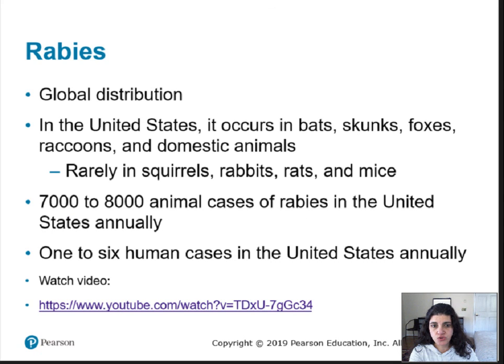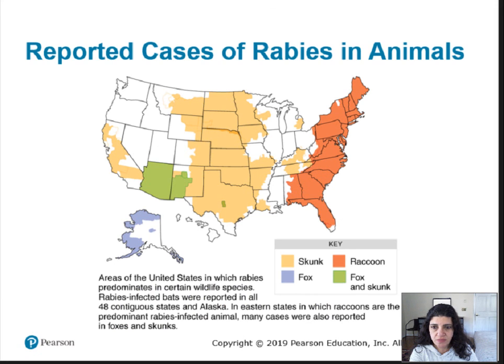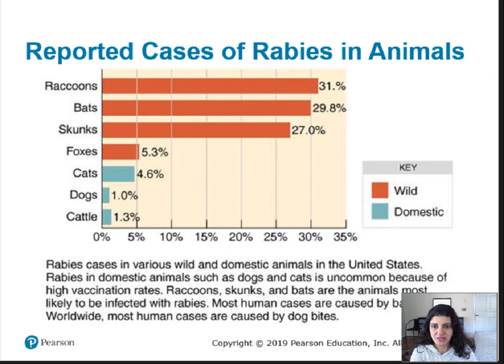The distribution in the United States is in animals like raccoons on the East Coast, more skunks in the central part, and foxes in Alaska. So depending on where you are, there is more of one type of animal that will have rabies. And if you look at the number of cases, dogs and cats are a lot fewer than other wild animals.